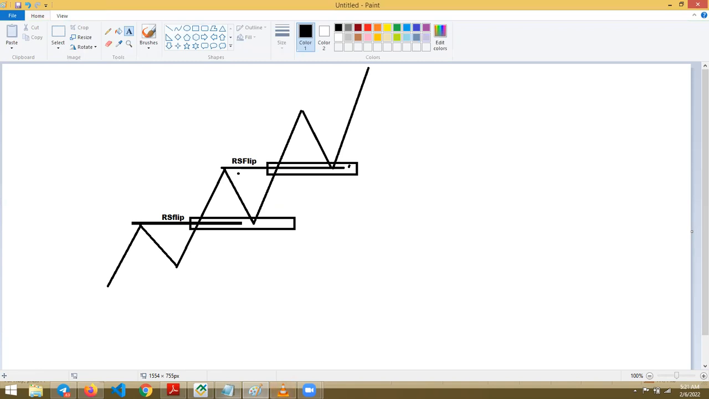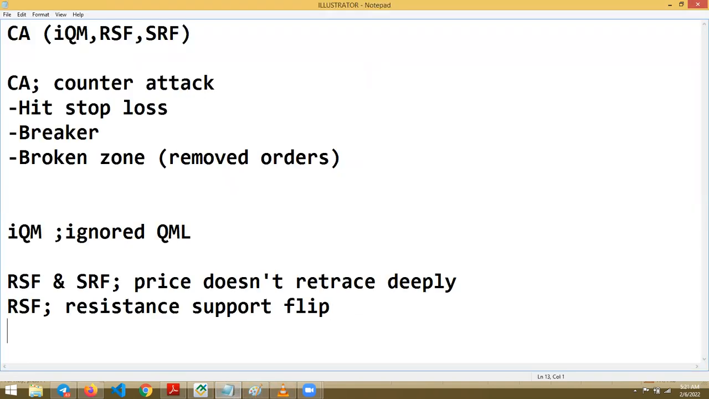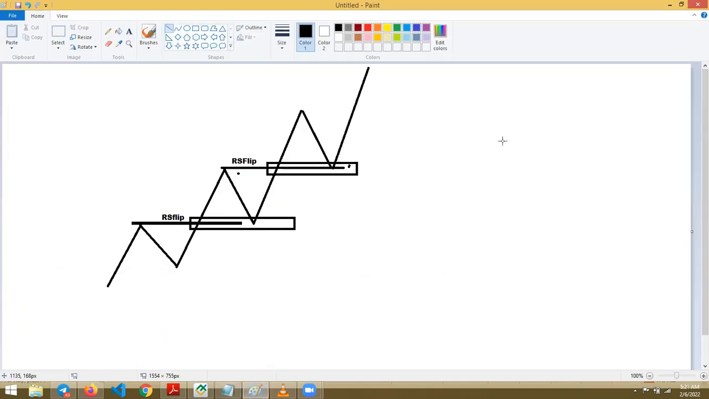Then it's the opposite for the other. The other is what we call the SR flip, the support resistance flip. Basically a support becomes a resistance. It's just the opposite.